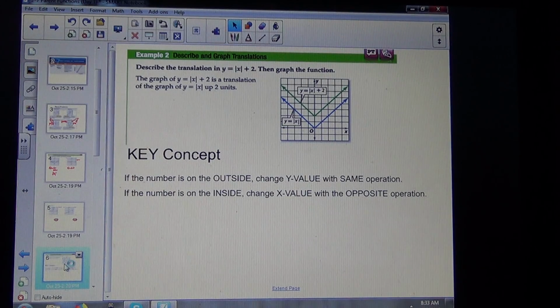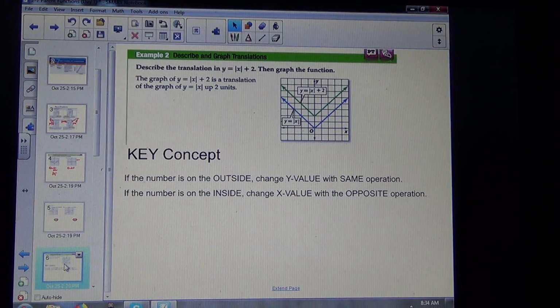All right, take your paper out right now and write down this key concept. If you want to put pause on the slide, you can. I'm going to move on after that, so you guys can just pause it until they write it all down. Okay, so it says here the key concept. These are two sayings that you're going to have to use, and this helps you to determine if equations are translating or not. So it says here, if the number is on the outside, change the y value and do the same operation.